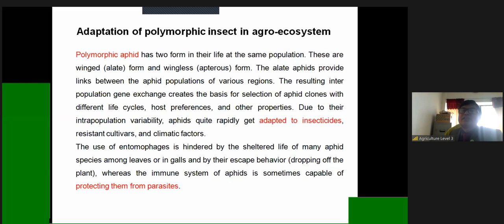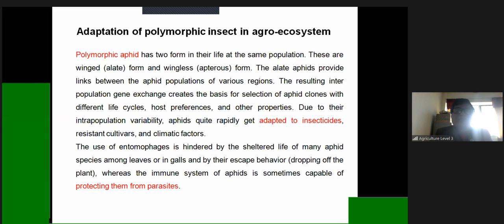And to the resistant cultivars. Resistant cultivars of what? Resistant cultivars of plants or crops. And they also become tolerant to the climatic factors. And this is only possible when the elatiform insects exchange their genetic makeup by mating or copulation. So this way, the polymorphic aphid adapts in the agro-ecosystem.